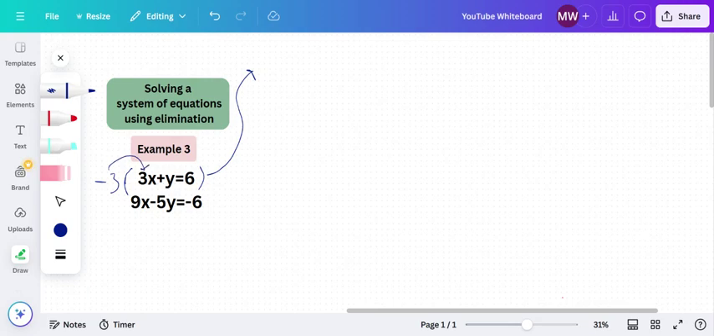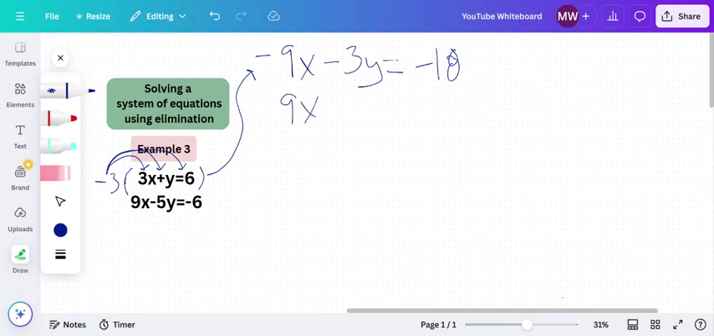So first, I'm going to do negative 3 times 3x. That gets me negative 9x. Then I do negative 3 times y. That gets me minus 3y. And negative 3 times 6 gets me negative 18. I don't have to do anything to my second equation, so I'm just going to rewrite it how it was. 9x minus 5y equals negative 6.